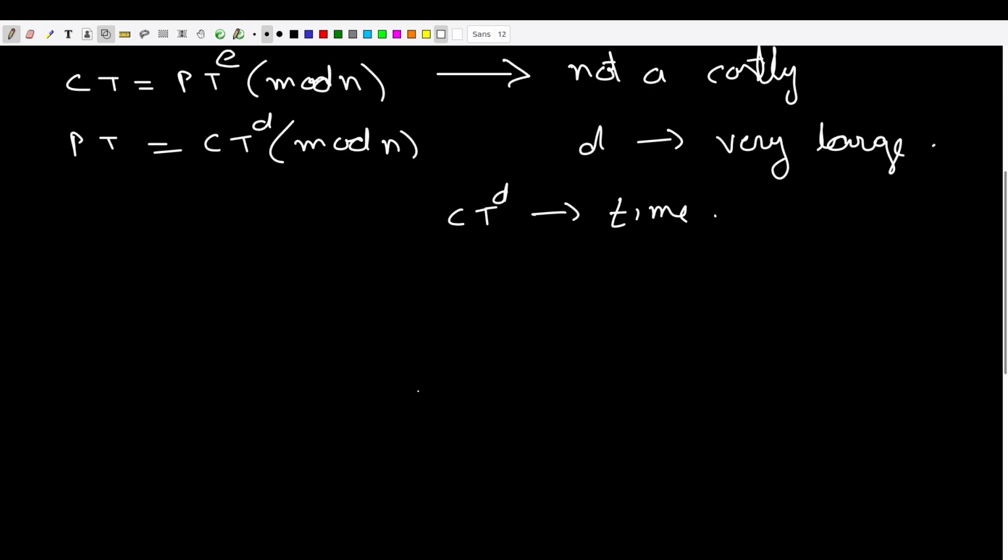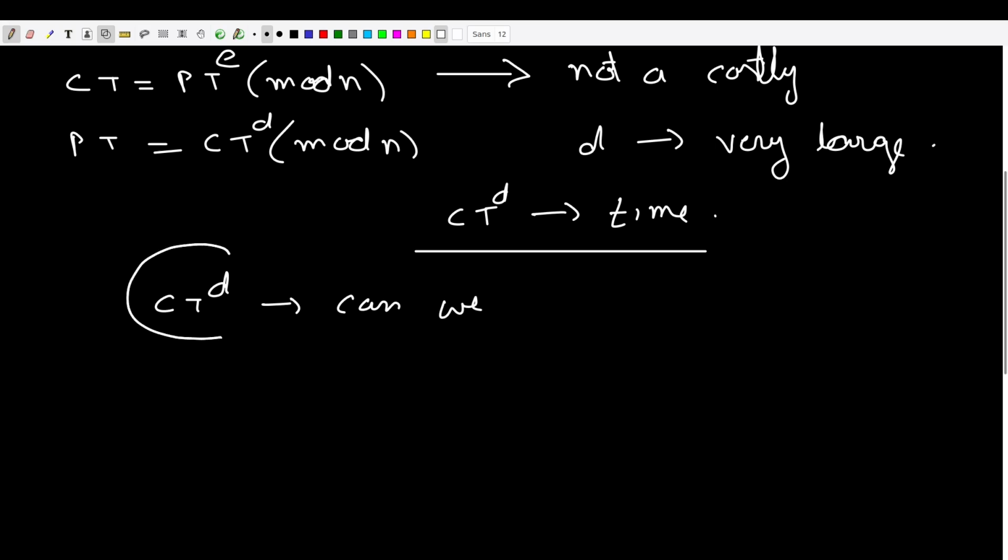And is there a way by which we can optimize this ciphertext to the power d? Can we optimize this? This is something which can be done using the Chinese remainder theorem, which is known as CRT. So RSA with CRT will help you in optimizing the computation of ciphertext to the power d. In practice, if you want to do ciphertext to the power d, then naturally it is going to take a lot of time, but with the help of the Chinese remainder theorem we can do it much more efficiently.